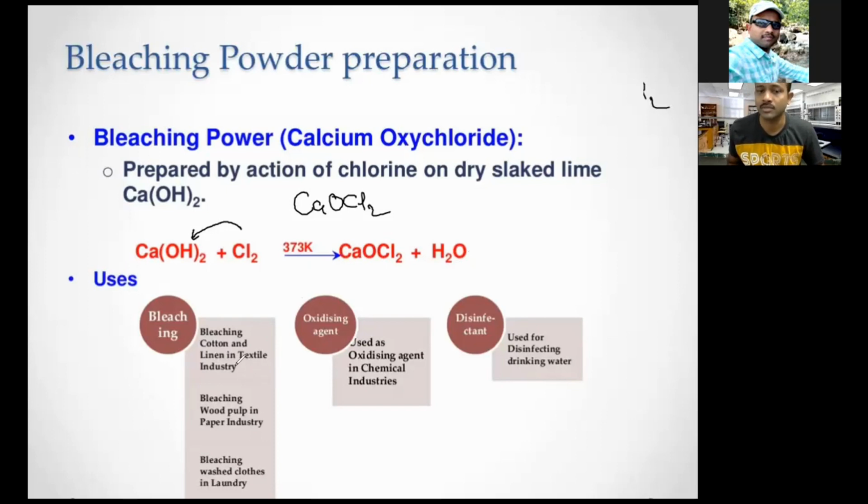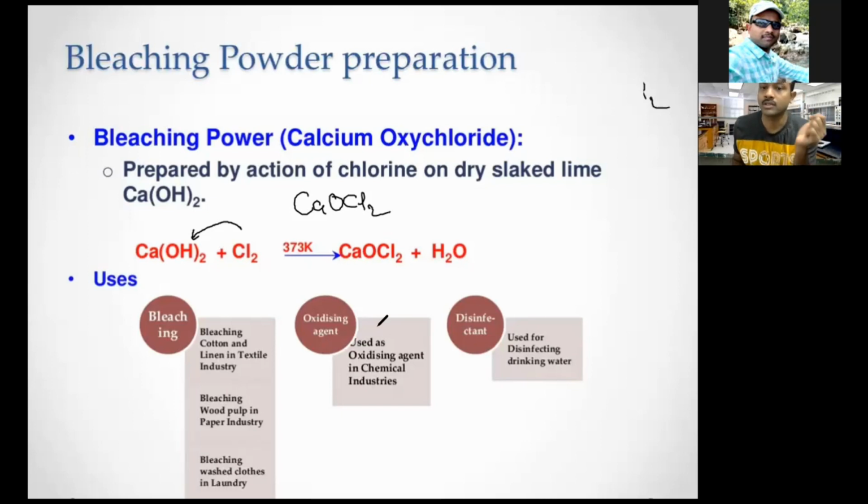We are adding this bleaching powder, and also we are bleaching the wood pulp in the paper industries, to remove the impurities and the colors from the paper. For paper making we are using wood, right? So to remove the color of the wood and impurities from the wood pulp, we are adding the bleaching powder, right? To wash the clothes also we are using this bleaching powder.